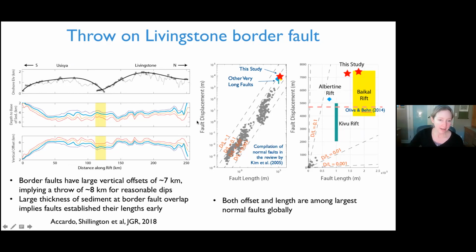The middle panel shows the depth to the base of the sediments estimated from this velocity model, and then this is the total vertical offset. Combined, they give total vertical offsets on the fault of 7 or more kilometers, and depending on the dip that's assumed, that gives a throw of at least 8 kilometers. So these are, as we know, very large border faults, and now we have even better constraints on just how much throw has occurred on those.